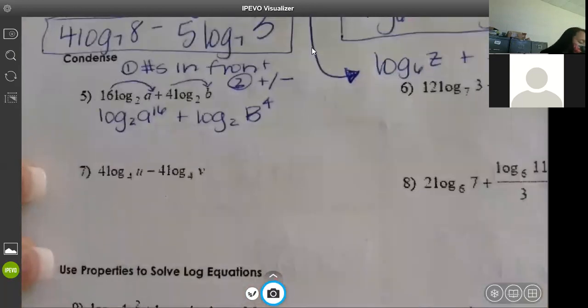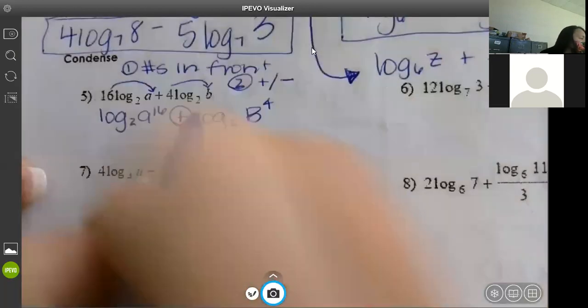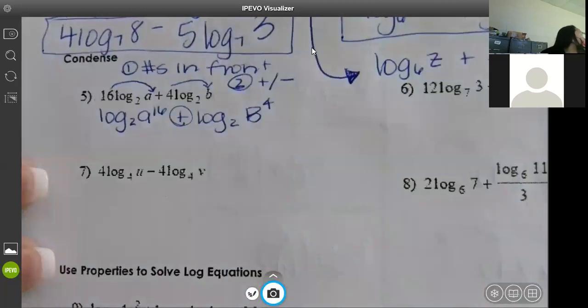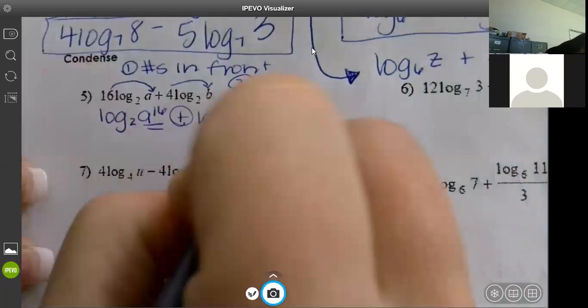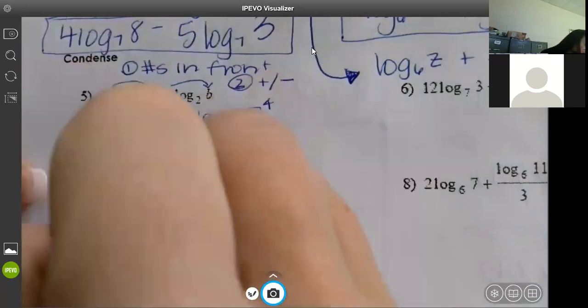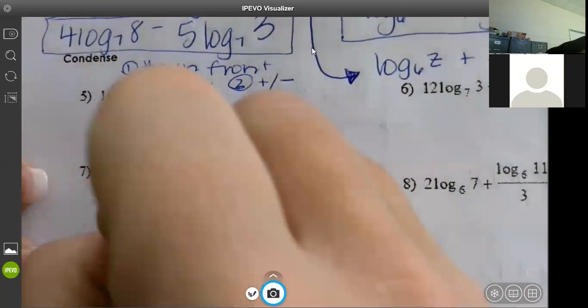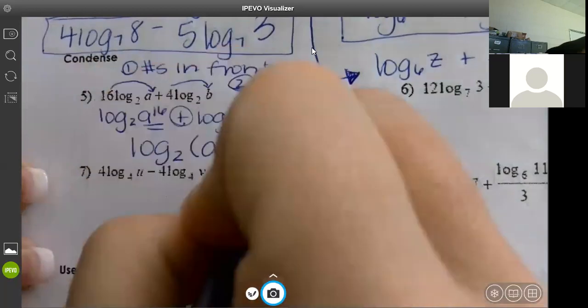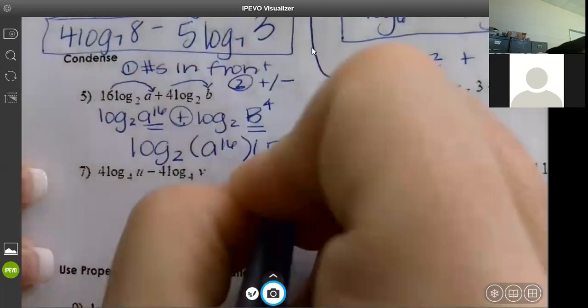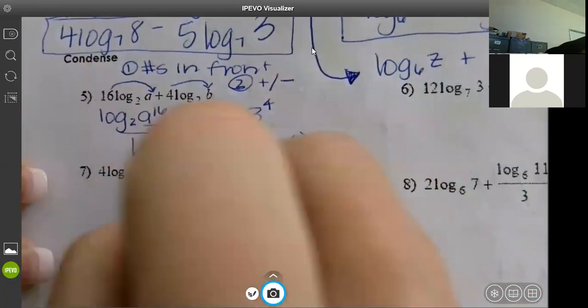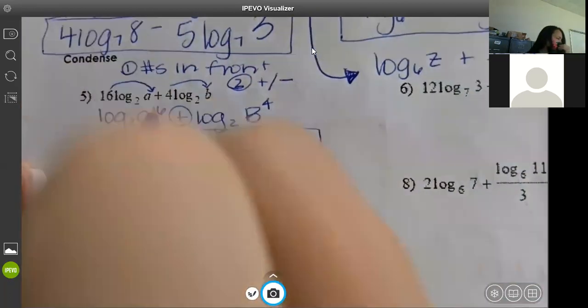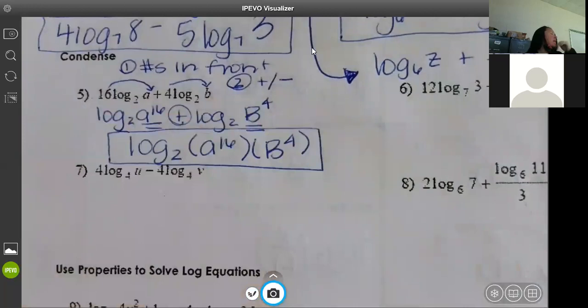Okay. And then the last thing we're going to look for is that it has a plus. Plus is the same thing as multiply, right? So we're going to write it as 1 and we're going to multiply these two. So 1 log base 2, we're multiplying A to the 16th and B to the 4th. Now, when you solve, you'll only have one variable. You won't have two, okay? So this is just pushing it together. When you solve, you're only going to have one variable.